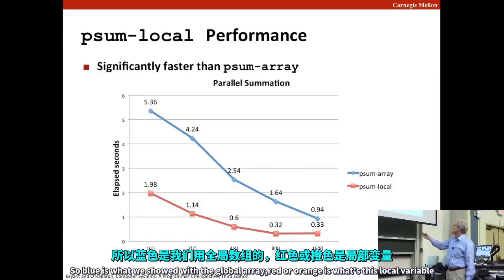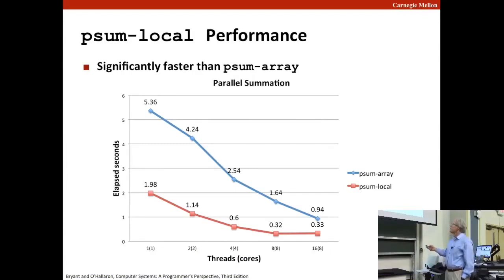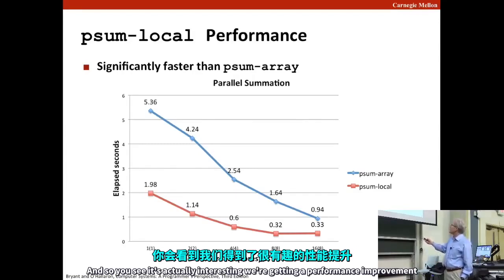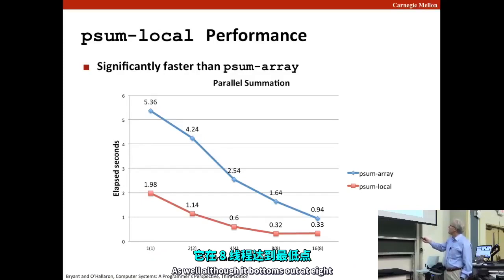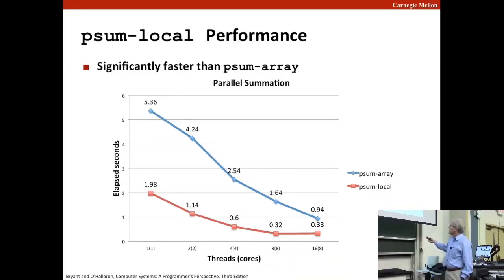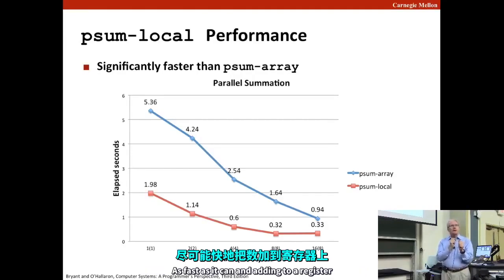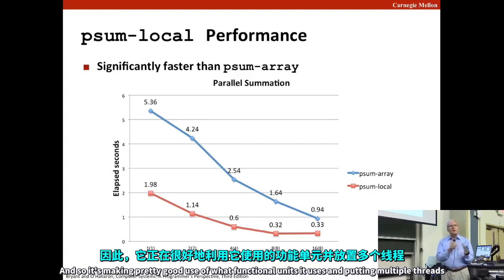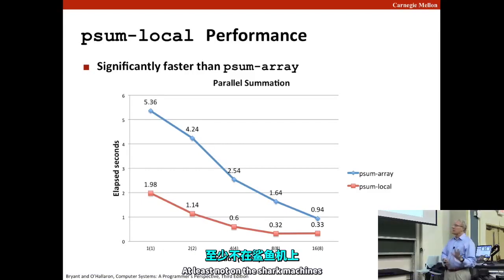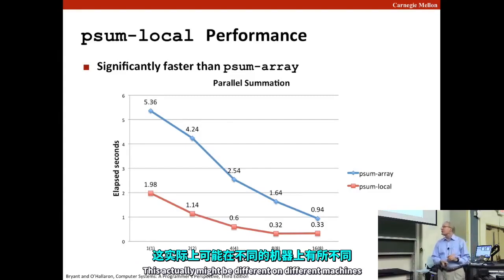Blue is what we showed with the global array. Red or orange is what's with a local variable. And so you see it's actually interesting. We're getting a performance improvement as well, although it bottoms out at 8, and it actually gets worse when you go to 16. And this is showing that hyperthreading isn't really helping here, because basically the single thread is just accumulating as fast as it can and adding to a register. And so it's making pretty good use of what functional units it uses. And putting multiple threads sharing it isn't really helping, at least not on the Shark machines. This actually might be different on different machines.